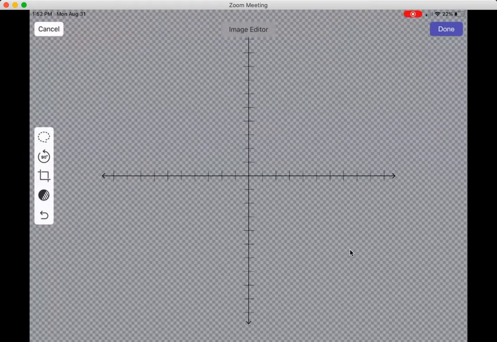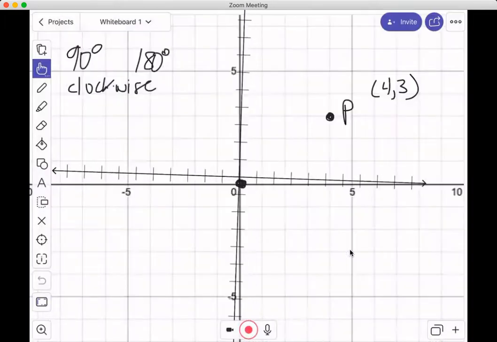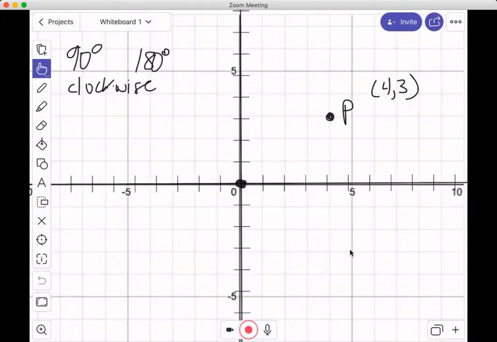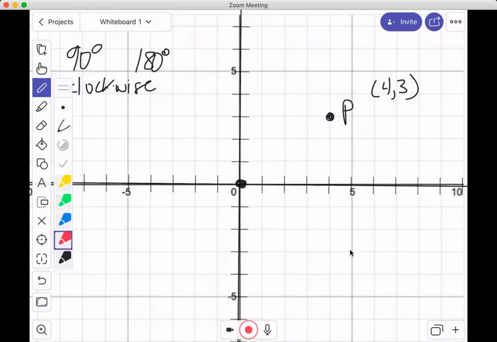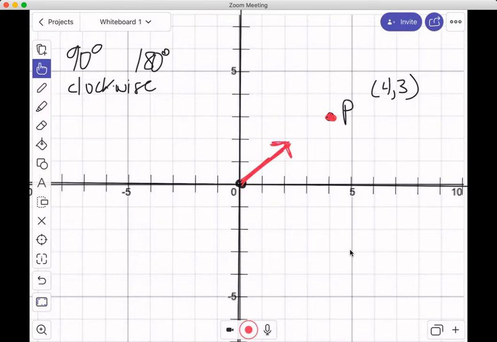So let me get my piece of tracing paper and I'll lay it right on top here so that it lines up with my graph almost perfectly. And just like I would at home, I'll trace over my point P in red. I'm also going to draw an arrow like I would the hands of a clock, just so you can see how the point turns along the grid, okay? You don't have to draw this arrow for the rotation.